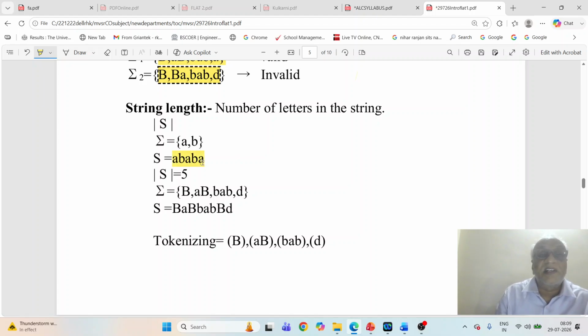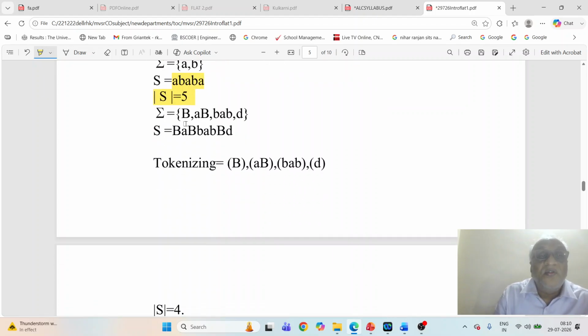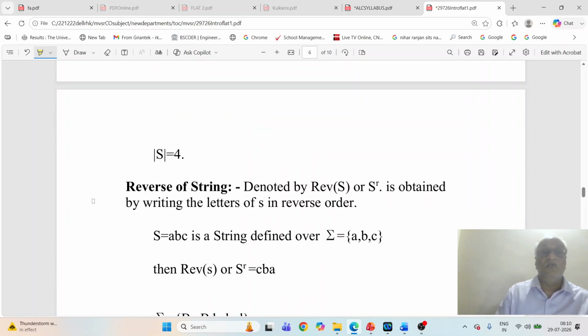Coming to string length. Let us say this is my string. The length of the string is 5, as simple as that. Now this is my alphabet: B, comma, AB, comma, BAB, comma, D. And I formed a string of this alphabet as B, AB, BAB, B and D. When I tokenize it, it becomes B, comma, AB, comma, BAB, comma, D, and it's valid, right? And what will be the length? 1, 2, 3, 4. The length of the string will be 4.